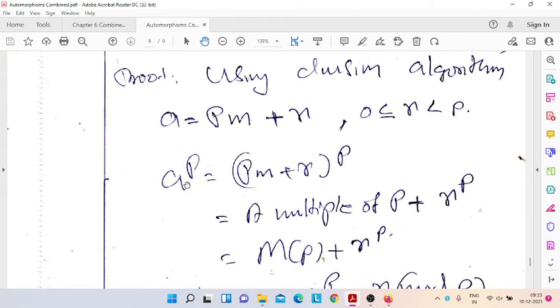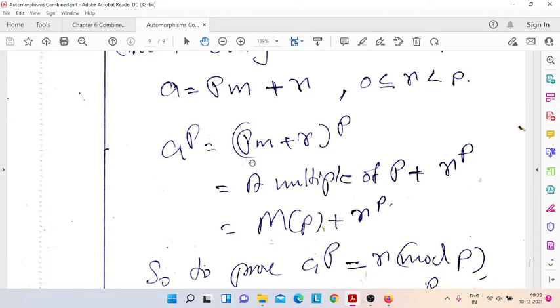So a raised to the power of p will become (mp + r) raised to p. When this is expanded using the binomial expansion theorem, we get a set of terms plus the last term, which is r to the power of p.